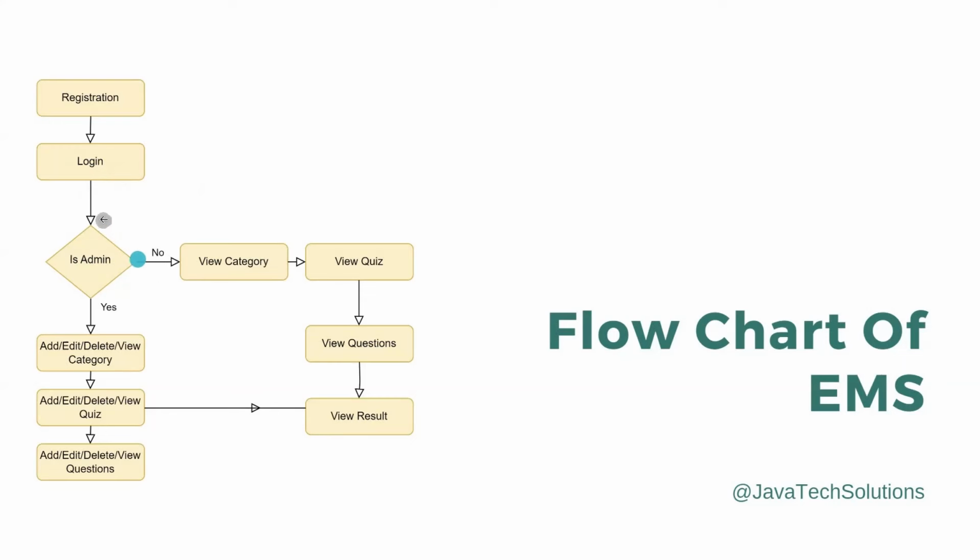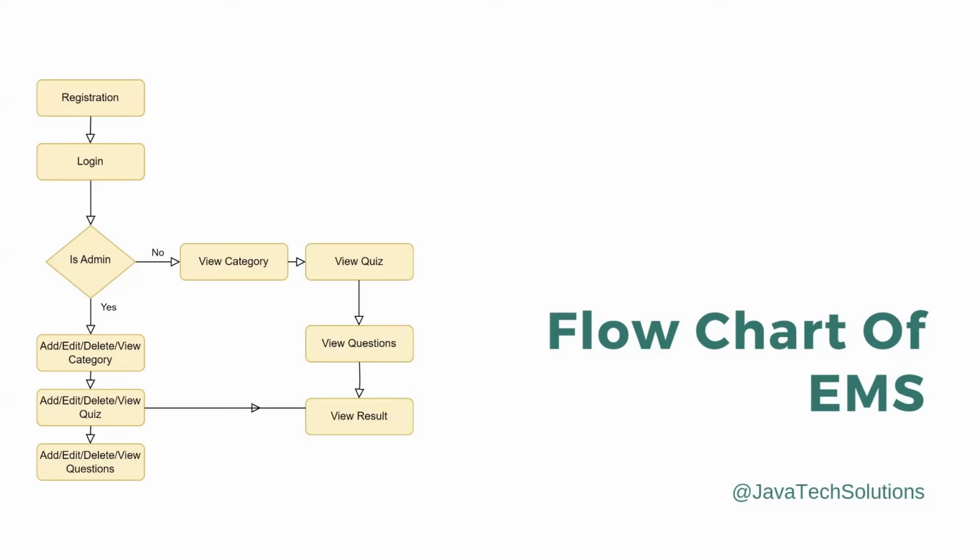After the login, we can identify whether it is an admin or a normal user, like a student. If it is an admin, first of all they will add, edit, delete or view the different types of categories. Maybe it will be a Java related category, SQL related queries, Angular related, or Hibernate related. So these are the different types of categories.